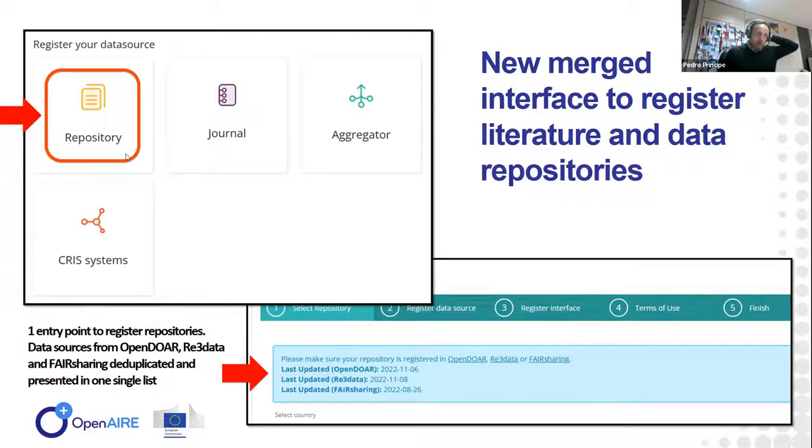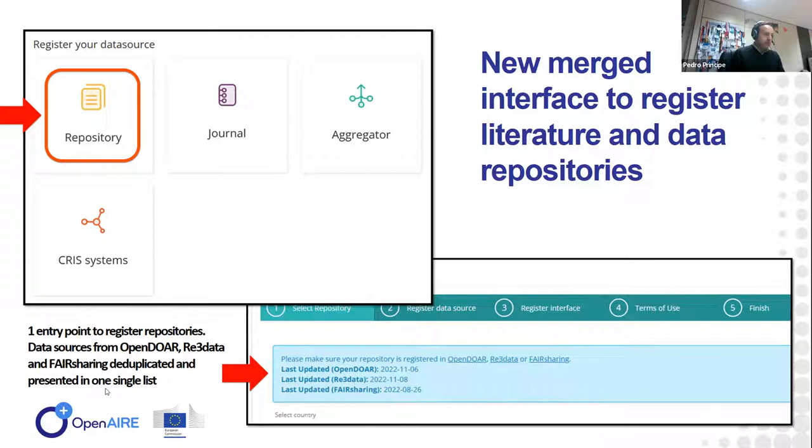Now you only have an entry for repository, so you don't have the data repository separately. You are able to register repositories based on the information from OpenDOAR, re3data and FAIRsharing, as well as a journal, an aggregator and a CRIS system. The last community call, one month ago, was dedicated to the registration of CRIS systems, the validation process, and how things work with CRIS systems, and everything is working well. So we have these four types of data sources and four types of registrations.